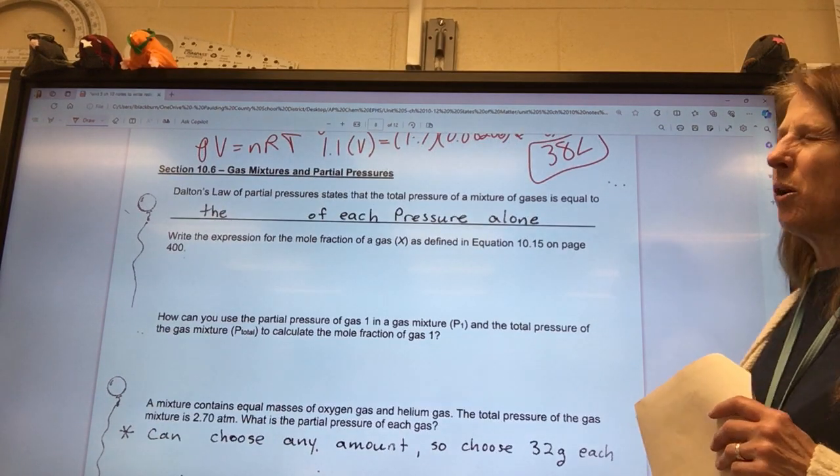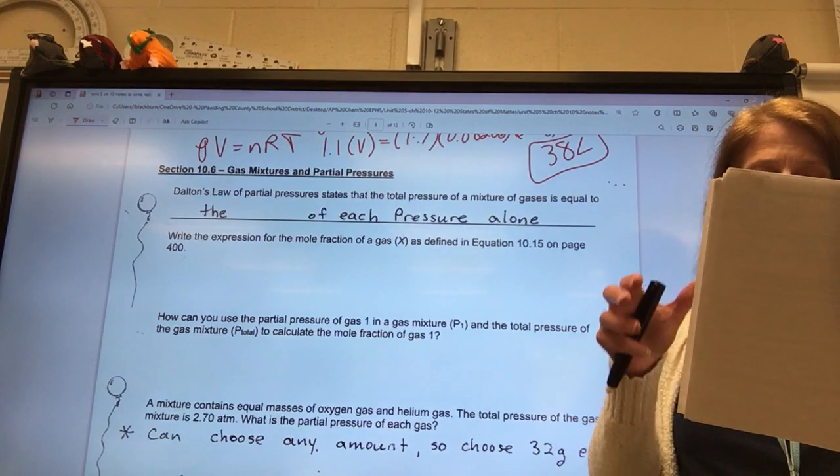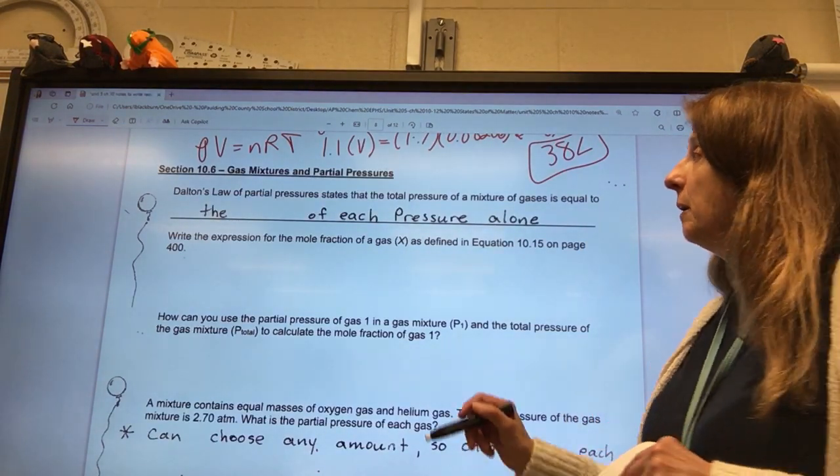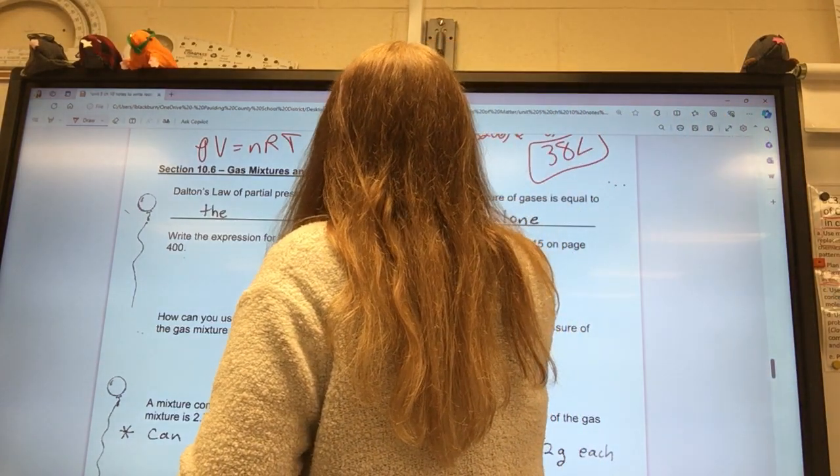Okay, Dalton's law of partial pressure. Do you remember that one? Anybody remember what Dalton's law was? What is it? P total equals what?